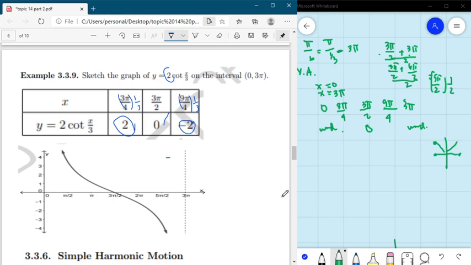Okay? So in that case, you position your two vertical asymptotes here and here. Then 0 at 3 pi over 2. When x is 3 pi over 4, it is positive 2, and at 9 pi over 4, it is negative 2. Okay, and this is now the graph.